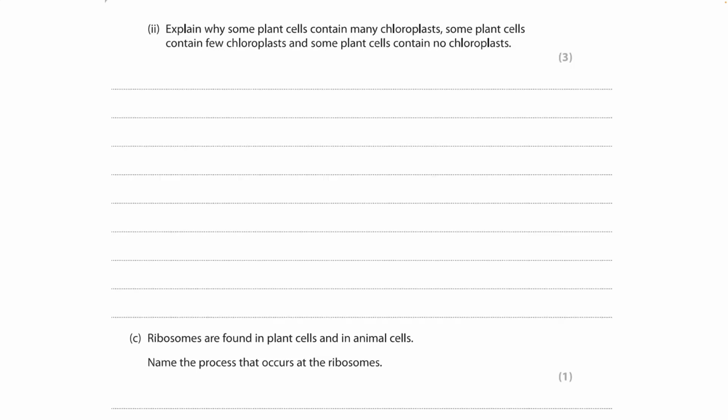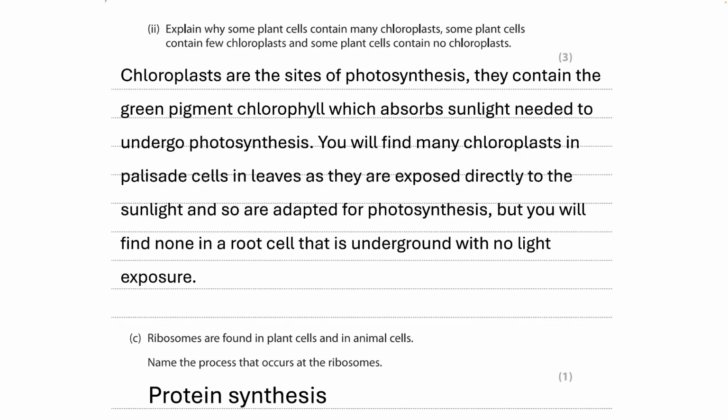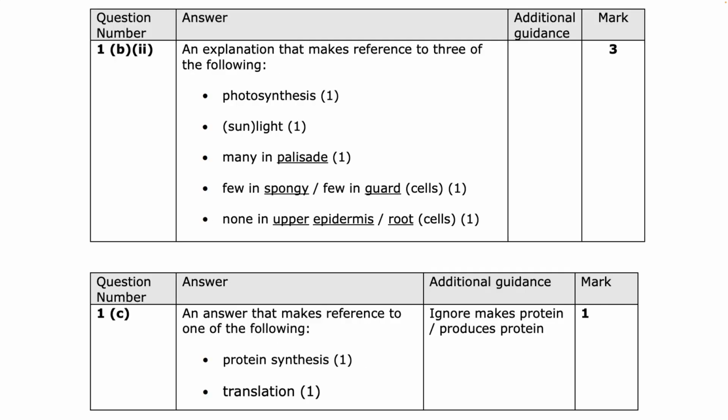And finally, give these questions a try. Here's my answer. So here I talk about the function of chloroplasts, the chlorophyll inside them, and the role it plays in photosynthesis. I then go on to explain why palisade cells have a lot of chloroplasts because of direct exposure to sunlight, and a root cell will have none because they're underground and see no light anyway. So there's no real point in having chloroplasts inside of them because they won't be photosynthesizing. And then, for part C, we know that ribosomes are the sites of protein synthesis. And here is the mark scheme for this question.